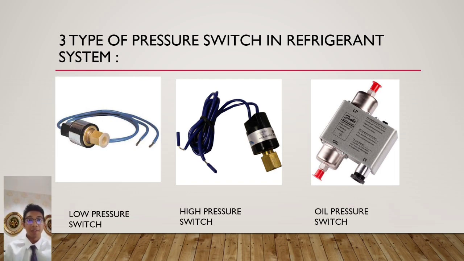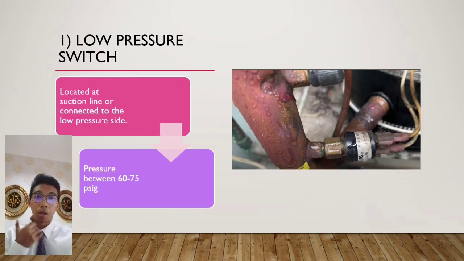Next, there are three types of pressure switch commonly found in refrigerator systems. Firstly is a low pressure switch, secondly high pressure switch, and thirdly and lastly is oil pressure switch. Firstly, the pressure switch in the refrigerator system is a low pressure switch. The low pressure switch can be found at the suction line, connected to the low pressure side. The low pressure is between 16 and 75, depending on the system and the type of refrigerant.